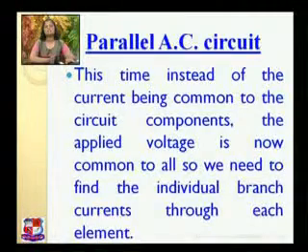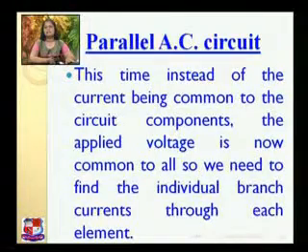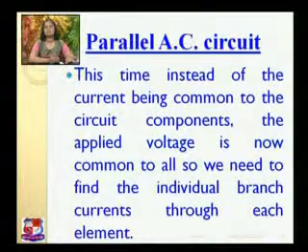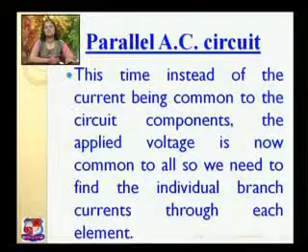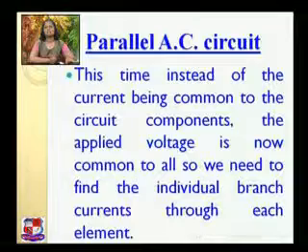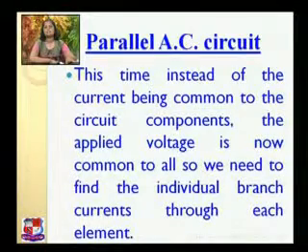But when we consider the parallel circuit, the voltage across each element is the same, but the current passing through each element is different. So when you analyze the parallel circuit, you have to concentrate on the current passing through each element. So you have to analyze the current criteria, while in the series circuit, you have to analyze the voltage criteria. This is the basic difference between series and parallel circuits. In a series circuit, the current passing through the circuit is always the same, but in a parallel circuit, the voltage across the circuit is the same.